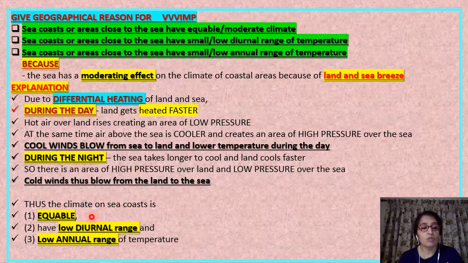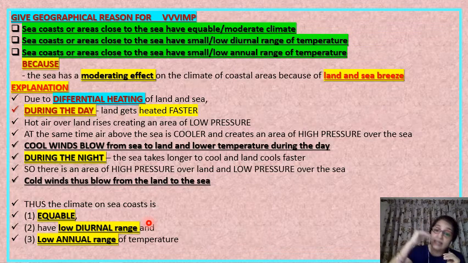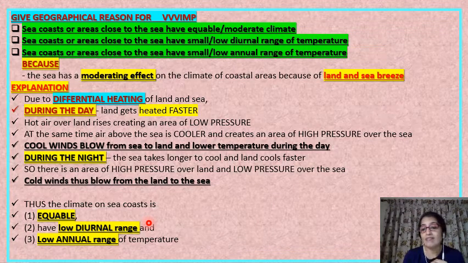So the climate on the sea coast is equable. They have a low diurnal range. The difference between the maximum and minimum temperature of the day is low, which means the climate is nice, and a low annual range of temperature. So the sea has a moderating influence on the climate of the areas around it, and that equable climate is caused by the land breeze and sea breeze. Areas in the interiors of the continent do not have an equable climate. They have a continental climate, which means very cold winters and very hot and dry summers, which is not the case in coastal areas. This is a very important slide for all the give reasons for in this chapter.